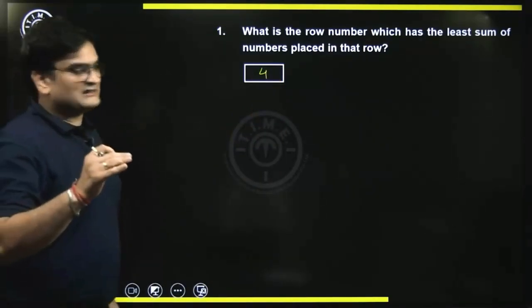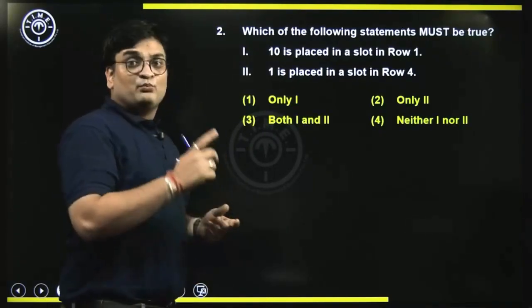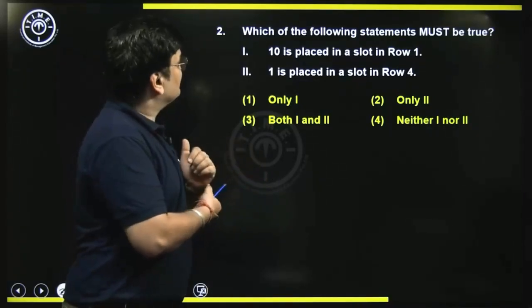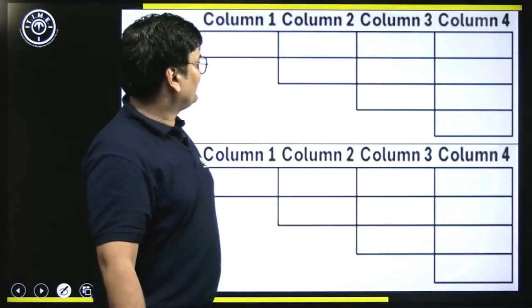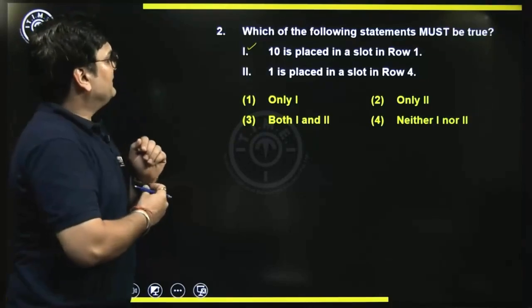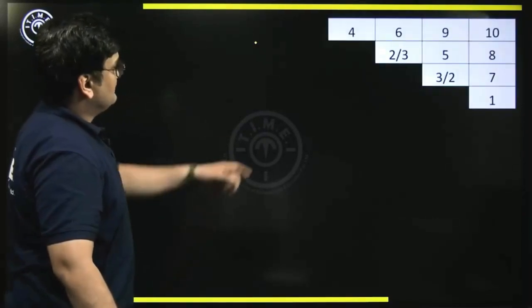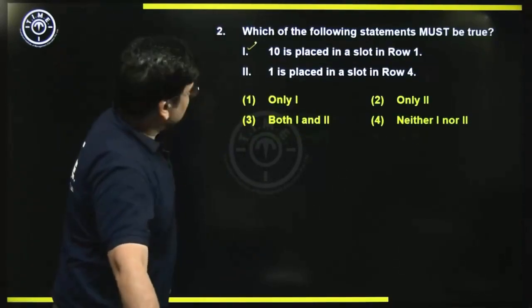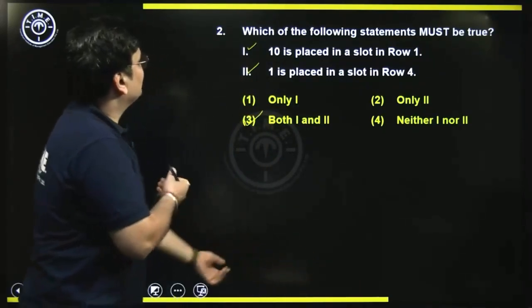What is the row number he is asking us, alright. So, row number is the last row, 4. Which of the following statements must be true? Definitely true. It says 10 is placed in a slot in row 1. Is it so? I think it is correct. 10 was placed in row 1, yes. So, that is correct. 1 is placed in a slot in row 4. That is also correct, I think. 1 is placed in row 4 only. That is also correct. So, both 1 and 2, the third option should be the correct answer.